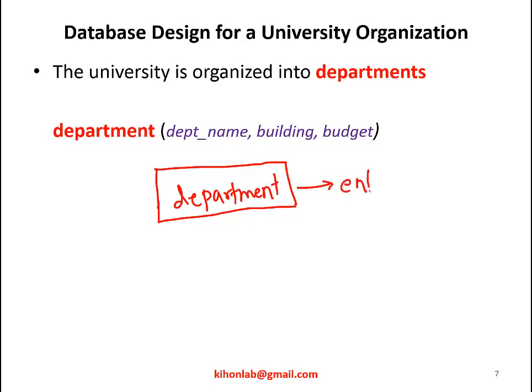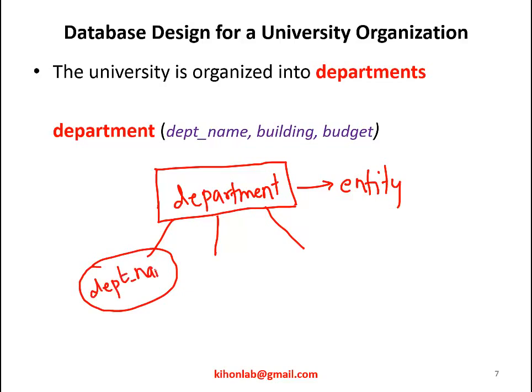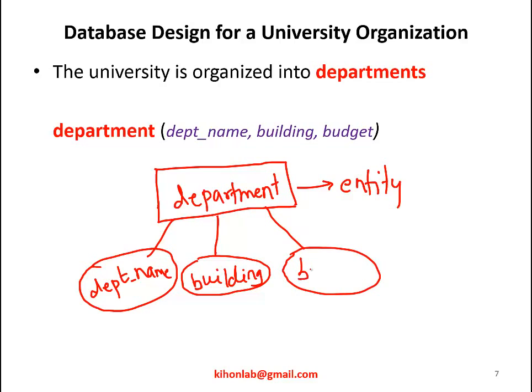entity. It is represented by a rectangular box in terms of an ER diagram, and these oval shapes are the department name, building and budget. All these three are called attributes.